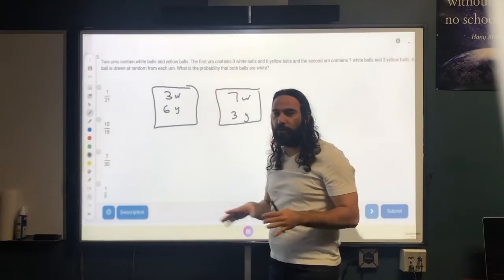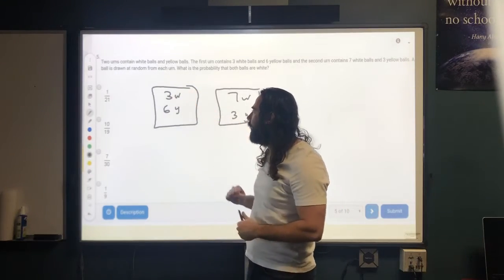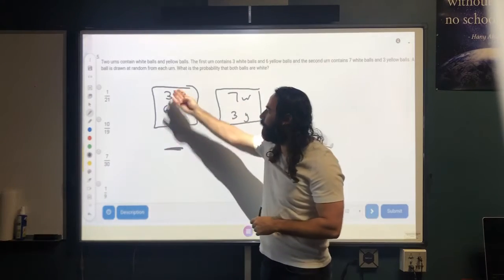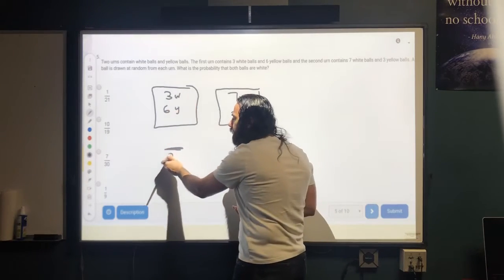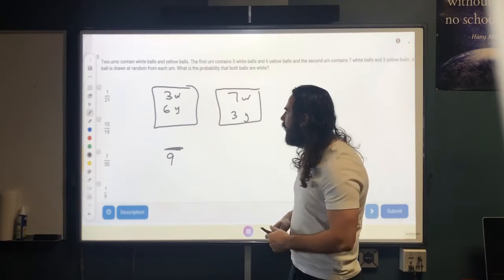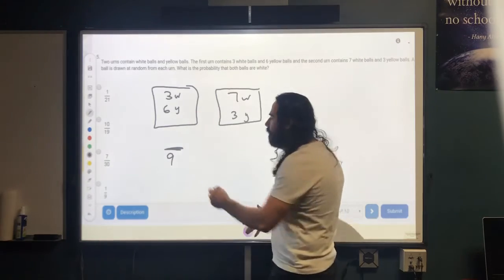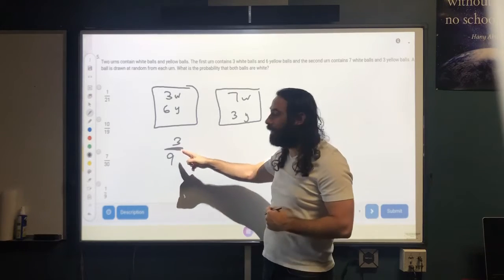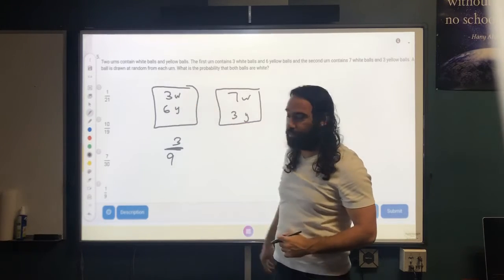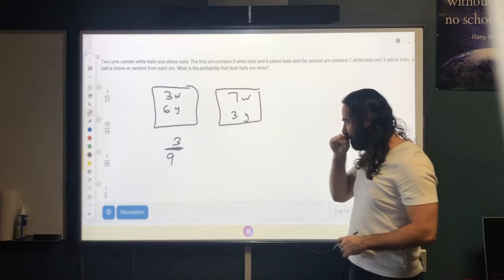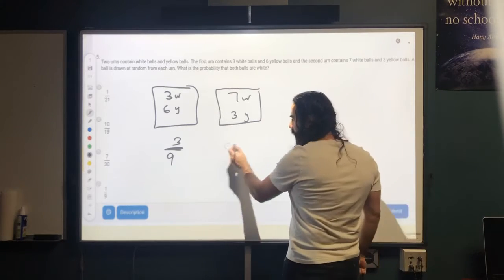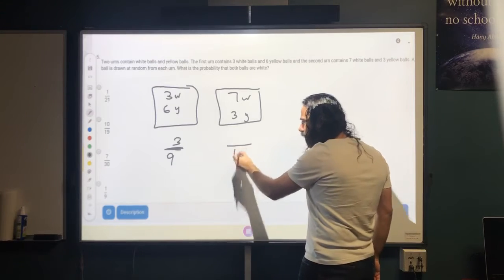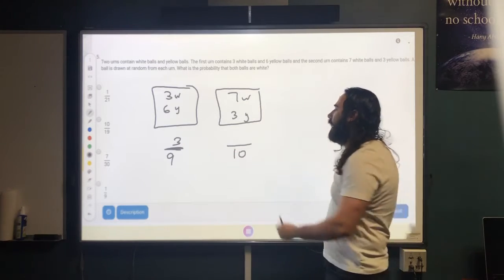So how do we do that? We go to the first urn. How many possibilities in total do I have? 3 plus 6 is 9. We have 9 balls in total. And how many white balls do I have? I have 3. So that's the probability of me getting a white ball from the first urn. Now let's look at the second one. How many possibilities do I have? I have 10. And how many white balls do I have? I have 7.